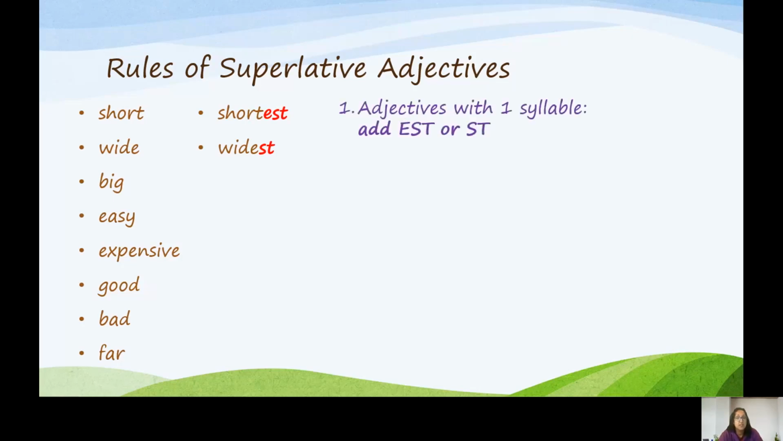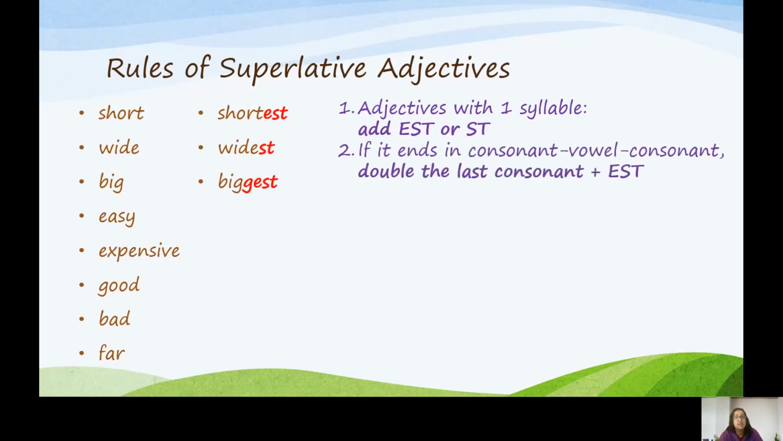Again, the rule is an adjective with one syllable, we just add est or st if it already has an e at the end of it. Big becomes biggest. So again, if an adjective ends in a consonant vowel consonant combination, we double the last consonant. So here we double the G and then add est.